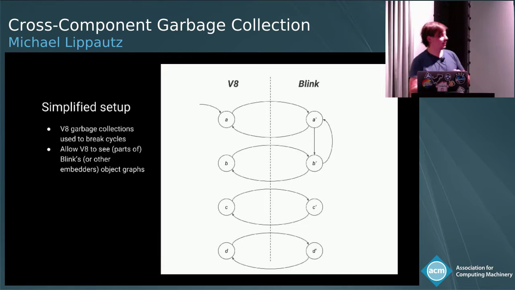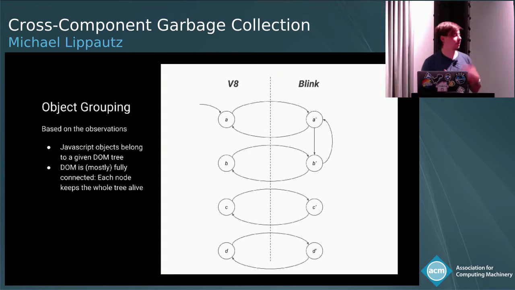So this was the real world. Let's get back to our toy examples. This is the simplified setup we want to have a look at. Essentially, we will use the V8 garbage collection to break cycles and allow V8 to see parts of Blink. So what did people come up with a few years ago? This was called object grouping. It's still trying to break one link, but it's doing that in a specific way. It was based on the observation that JavaScript objects belong to a given DOM tree, and the DOM is mostly fully connected. So each node keeps the whole tree alive.